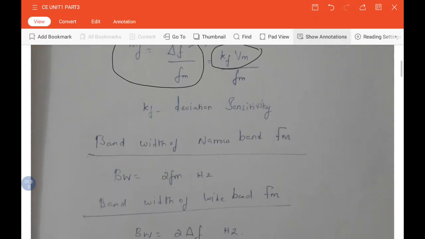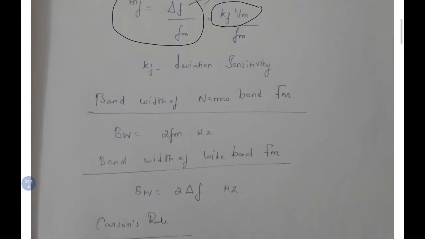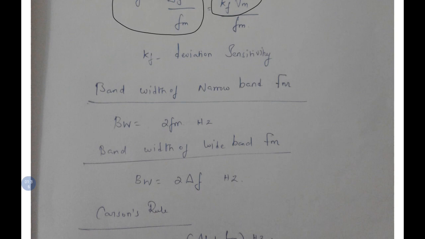Okay, so the next one is the bandwidth of narrowband FM. In FM we have two kinds of categories. One is narrowband and the other is wideband. In narrowband FM the bandwidth is calculated as 2 times FM, like your normal AM. And in wideband FM the bandwidth is 2 times del F.